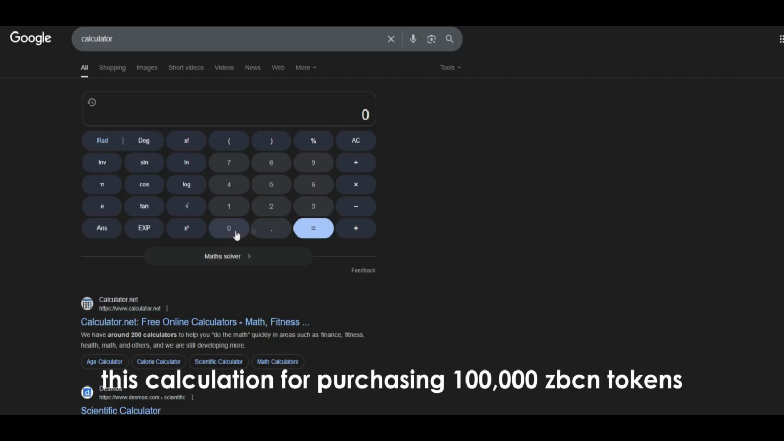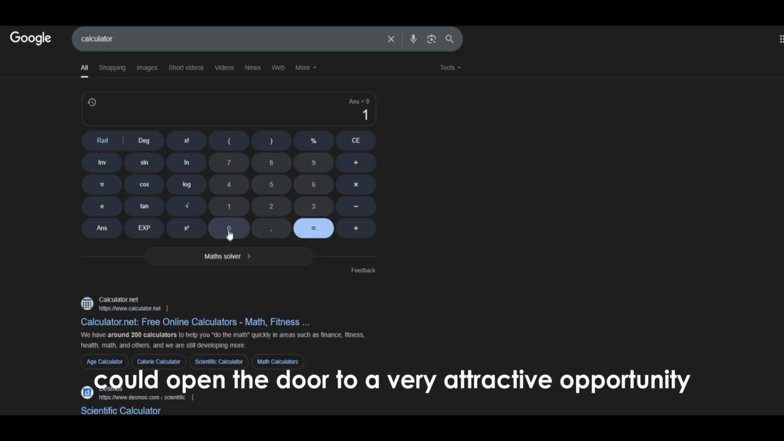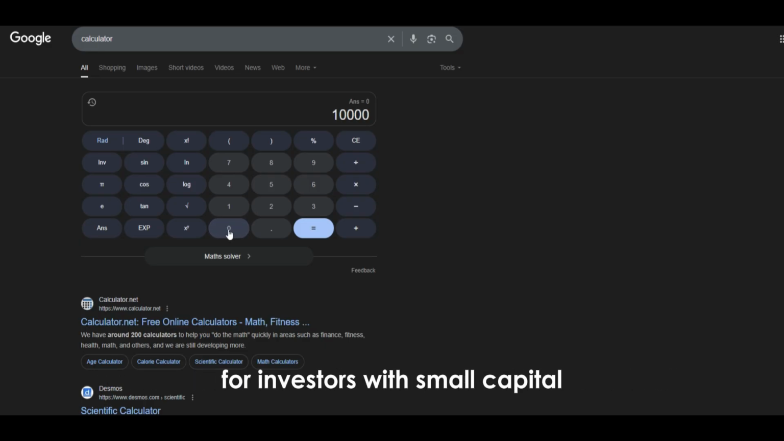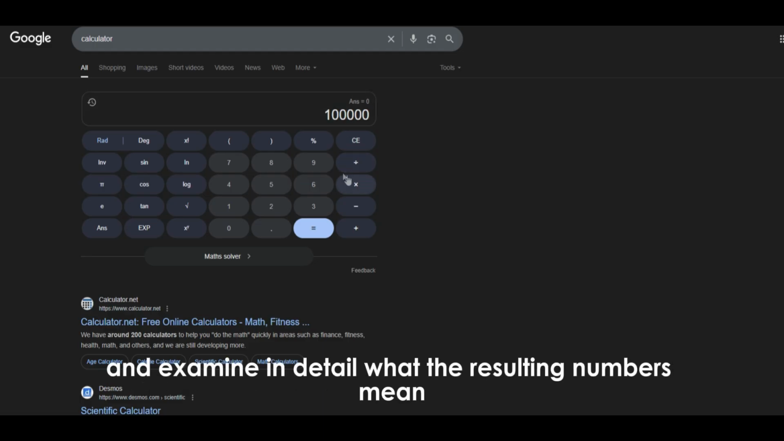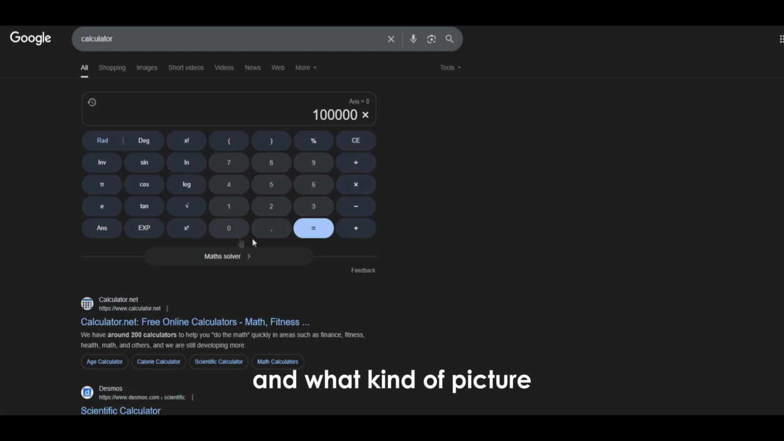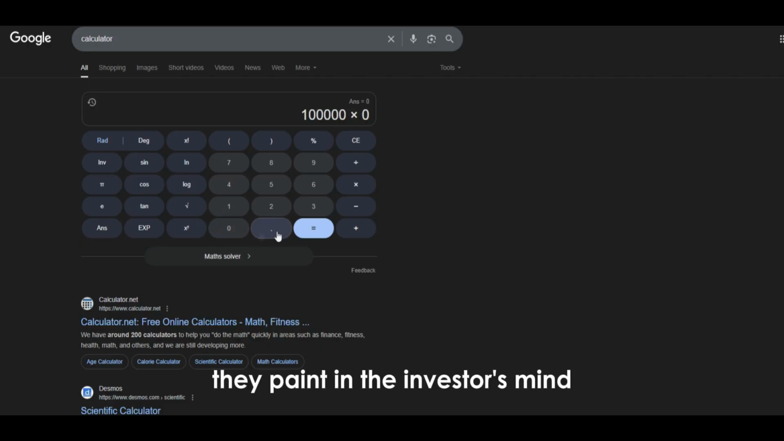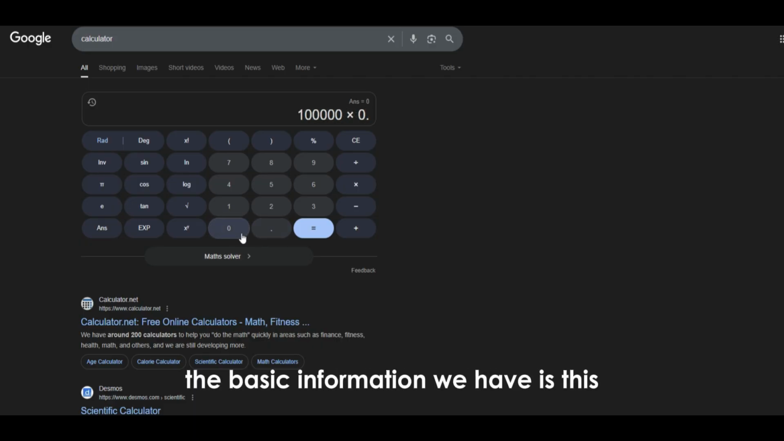This calculation for purchasing 100,000 Zbcn tokens could open the door to a very attractive opportunity for investors with small capital seeking high potential. First, let's evaluate this investment strategy step by step and examine in detail what the resulting numbers mean and what kind of picture they paint in the investor's mind.